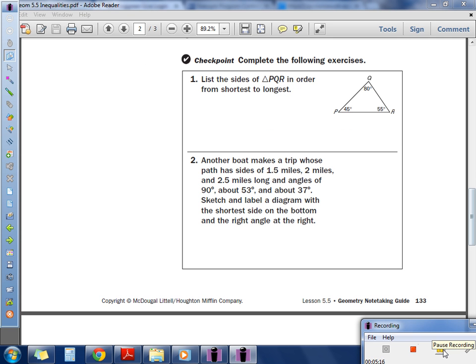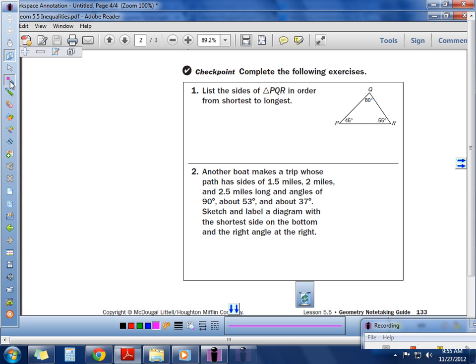Try out these checkpoints, see what you can do. I'm hoping that you can get them all right first time. Read them carefully. All right, so on checkpoint number 1, it says list the sides. Those are the first 3 words. That's telling you what to do. List these sides. We're naming sides from shortest to longest.